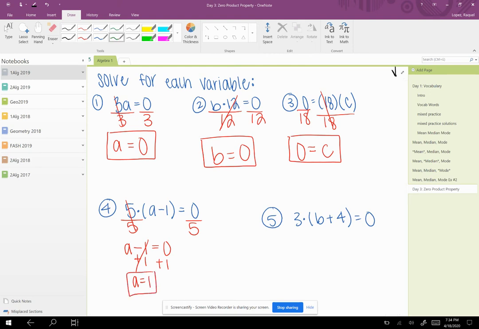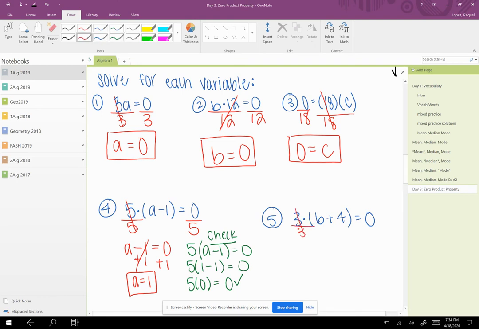Now, one way that I can check is if I plug that value back into my equation, I should get 0. So I have 5 and then plug in 1 for a. So I have 5 times 0 equals 0, and that is a true statement. Okay. All right, we're going to do the same thing for the next one.